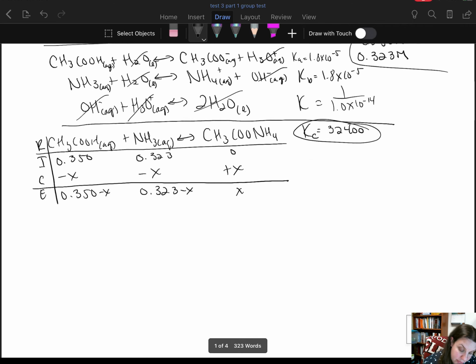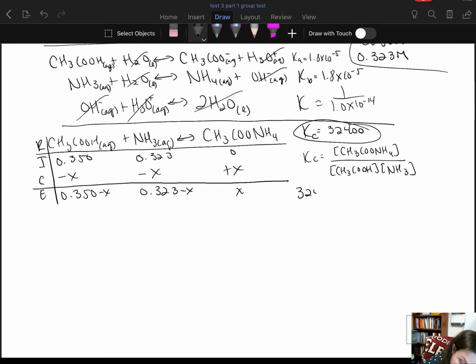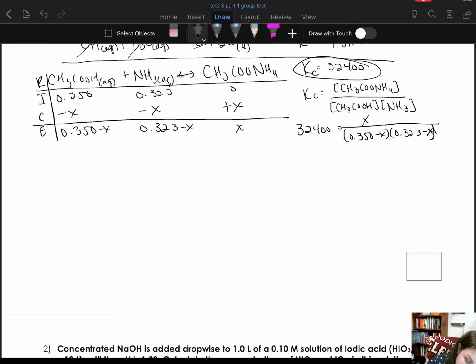And we're going to put all of this into our Kc expression, where Kc is equal to CH3COONH4, CH3COOH, and then NH3. Our Kc here is 32400, which is equal to X over 0.350 minus X, 0.323 minus X. And I'm going to go over to my left and start solving.